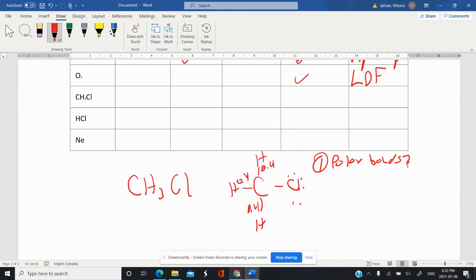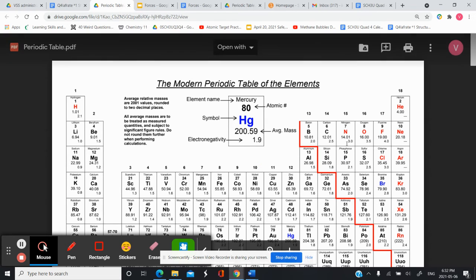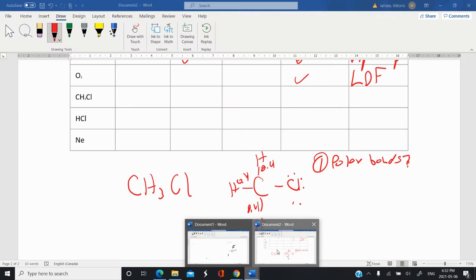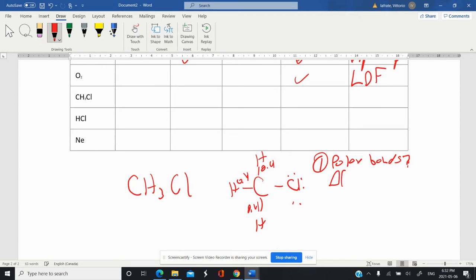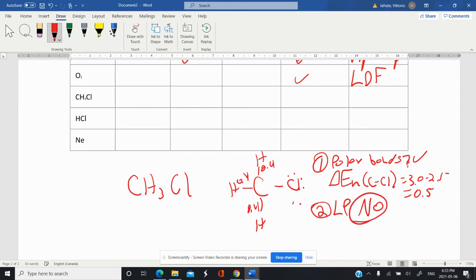But let's take a look at the C-Cl bond. For C-Cl, we have 3 minus 2.5. So delta EN for the C-Cl bond, 3.0 minus 2.5 gives you 0.5. And so yes, that is polar. So there are polar bonds. Are there lone pairs around the central atom? No, there are no lone pairs around the central atom.